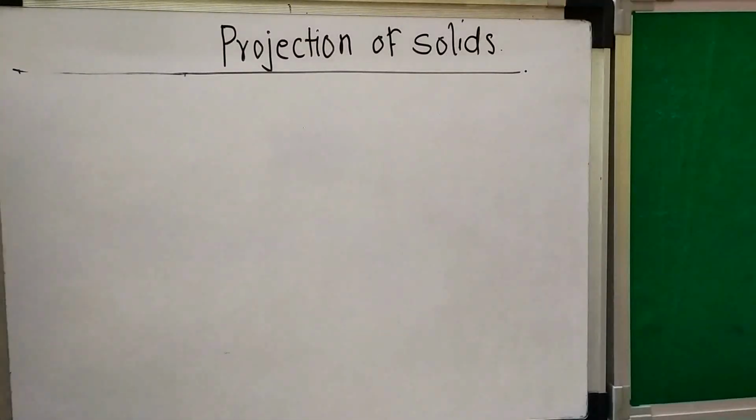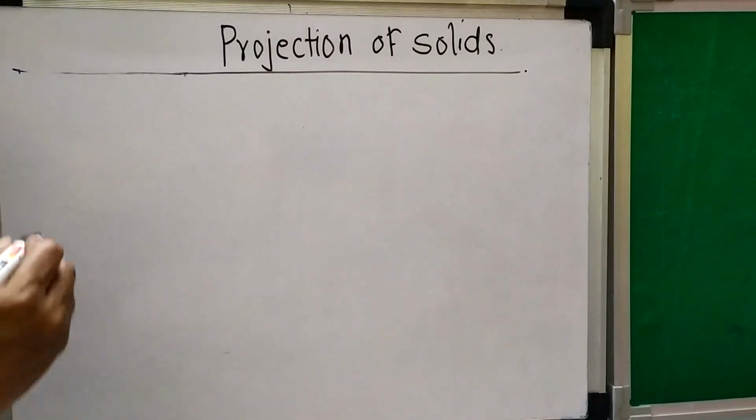Let's start the chapter projection of solids. In the projection of solids, our objective is to find out the front view and top view of a given solid when its inclinations are given with the HP and VP. Now the question is which type of solids we are considering.